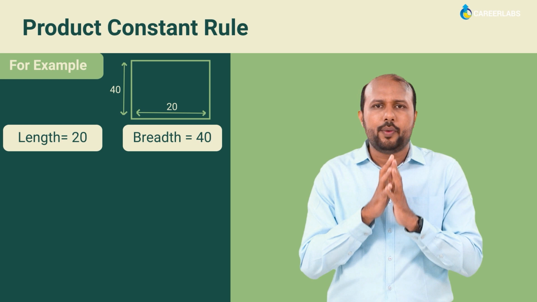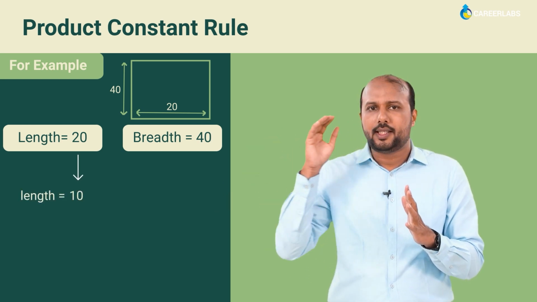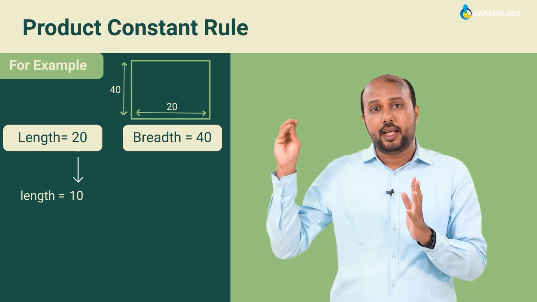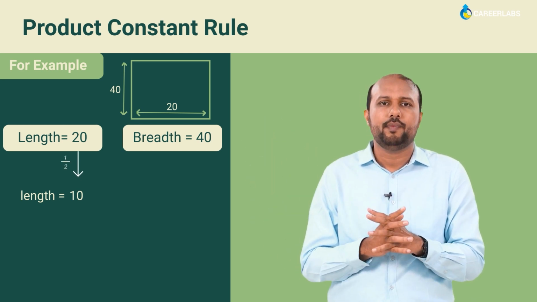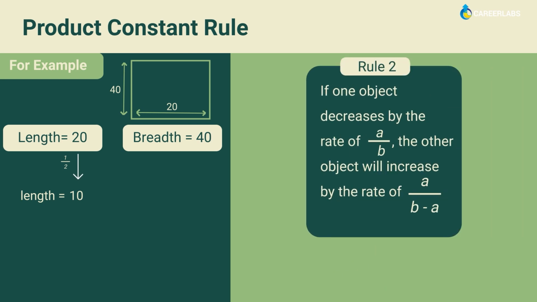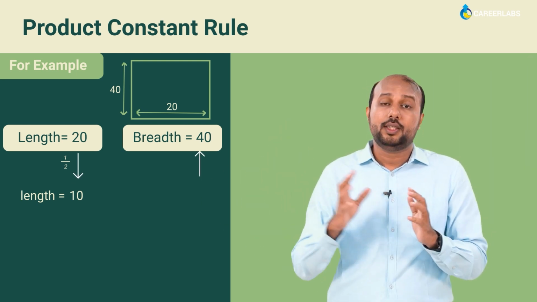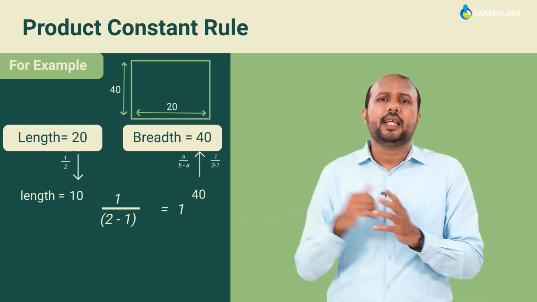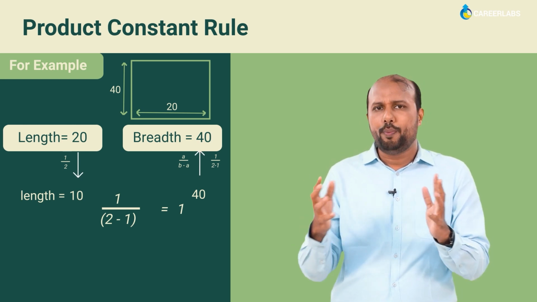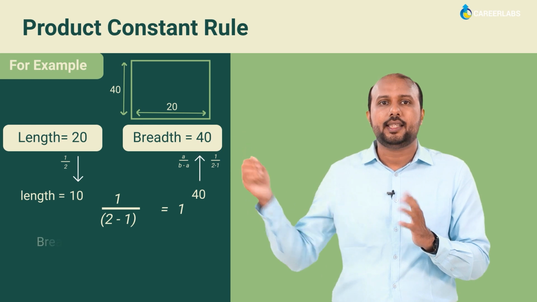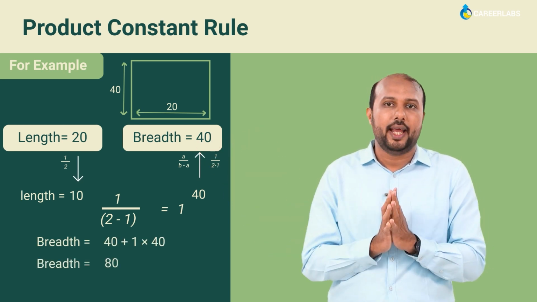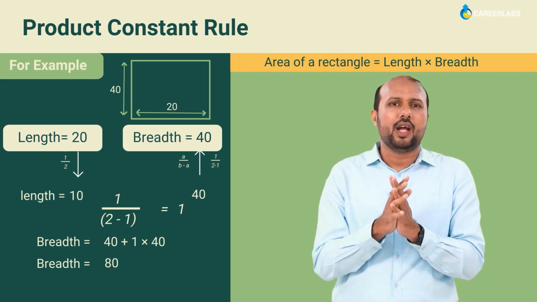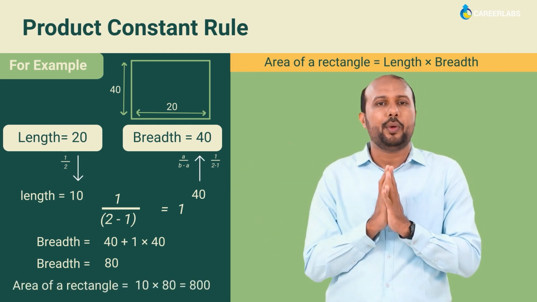Since the length initially was 20 and now has decreased to 10, there is a 50% decrease in the length. That is, the length has been decreased by 50%, which is nothing but 1 by 2. As per the rule, if one object decreases by a rate of a by b, then the other object will increase by a rate of a by b minus a. So here, the length decreases by a rate of 1 by 2, then the breadth should increase by a rate of 1 by 2 minus 1, which is equivalent to 1. Thus, the breadth increases by a factor of 1. So the new breadth will be the original breadth plus the increase, that is 40 plus 1 into 40, which is 80. That is it. The area of the rectangle remains constant as 10 into 80 is equivalent to 800.